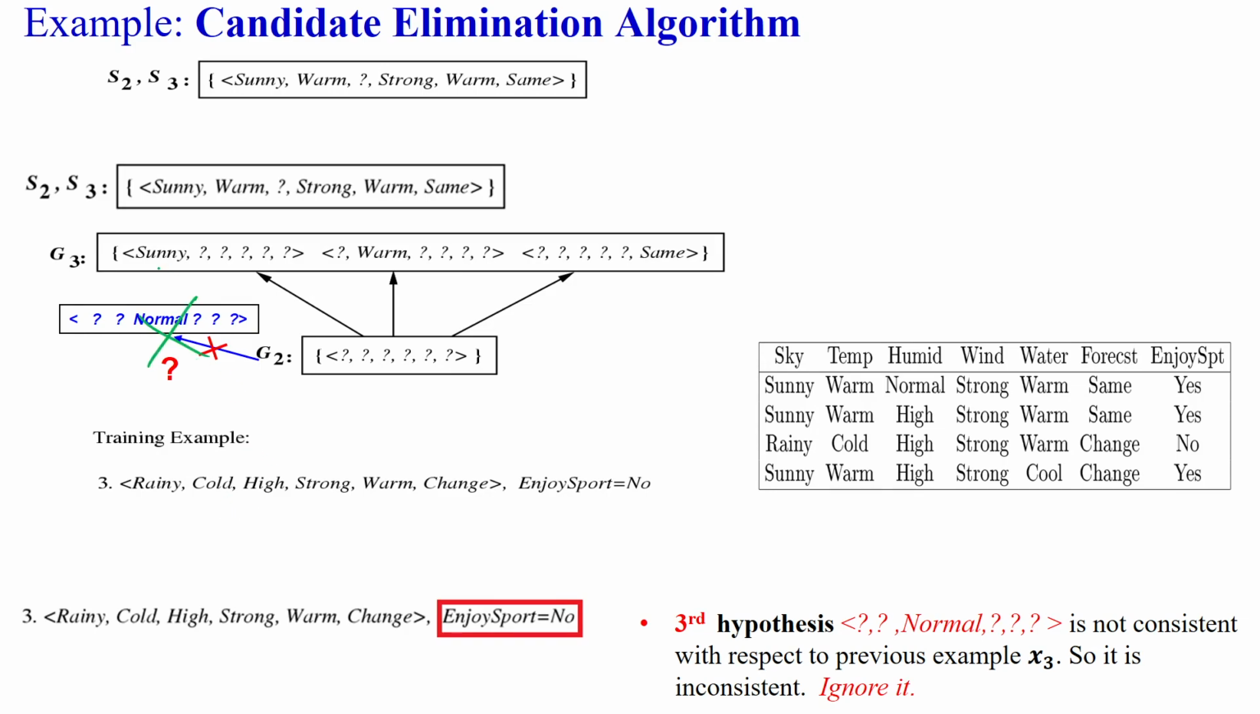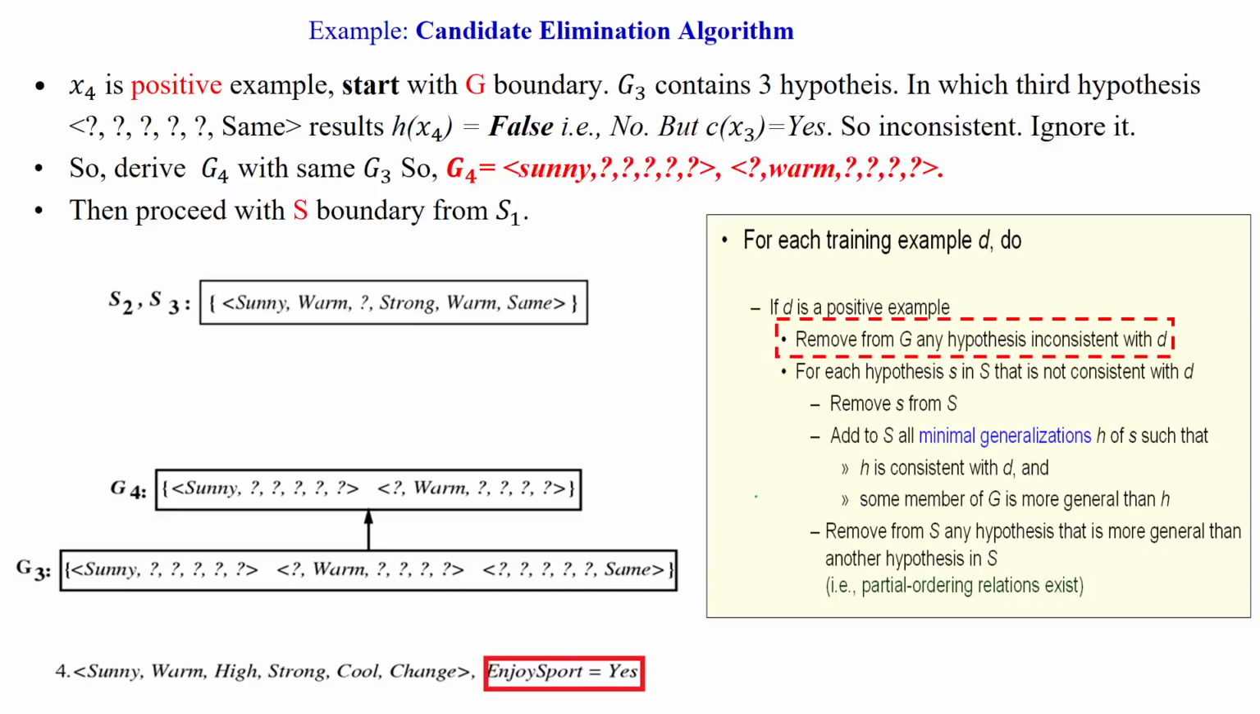Finally we got three consistent hypotheses in the place of G3. Okay, now this is over. We have to move into the next sample x4. So now in the x4, we have to check, is it a positive example? Yes, it is a positive example. Then we have to check whether the hypothesis is consistent or inconsistent. We have two hypotheses there, so it is from here, G3.